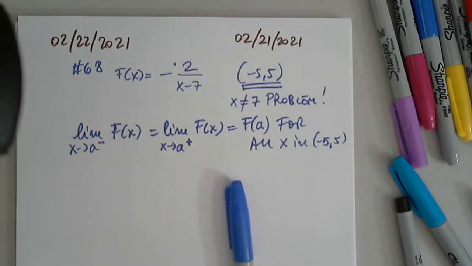Can anyone else tell us why 7 and not 3? Because it's an asymptote. Very good. Because the denominator is 0. And the denominator being 0 makes the function undefined. Good. Anything else for me?